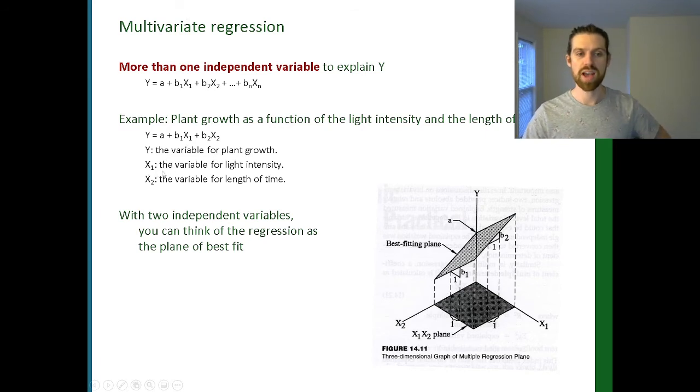And then for the x one, we can have the light intensity as an explanatory factor, and the length of time it's allowed to grow as another explanatory factor. So with two independent variables, you can do far more in terms of explaining your outcome variable, but because obviously you can't just have it in a 2D space, you have to think of it in a 3D space. This is like a plane of best fit, okay? And it can get more and more complicated as you include many more dimensions.